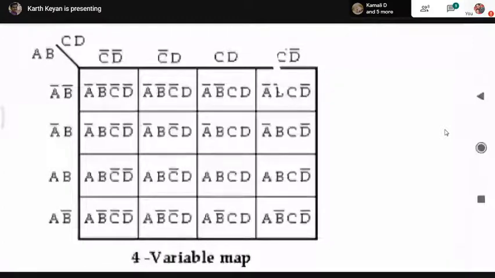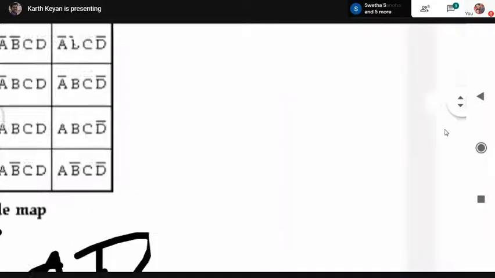That is, 16 cells are there. You have 16 cells. The frame is going to be the default format. You should not change this format. You have to follow it as it is.